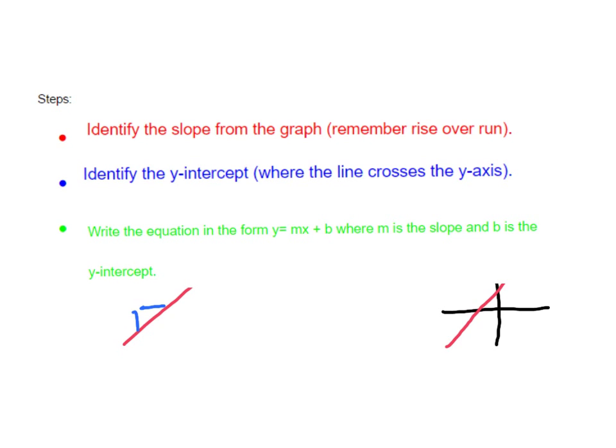Lastly, we want to write the equation in the form y equals mx plus b, where m is the slope and b is the y-intercept. This really isn't too hard. We're going to walk you through a few examples.